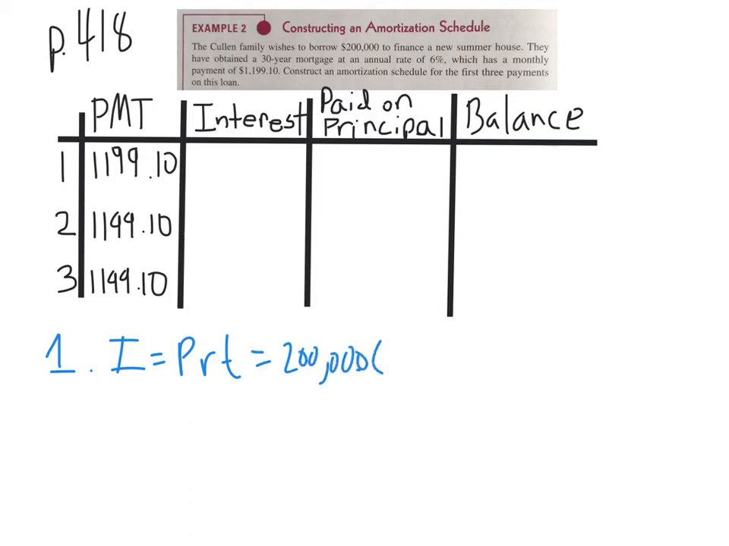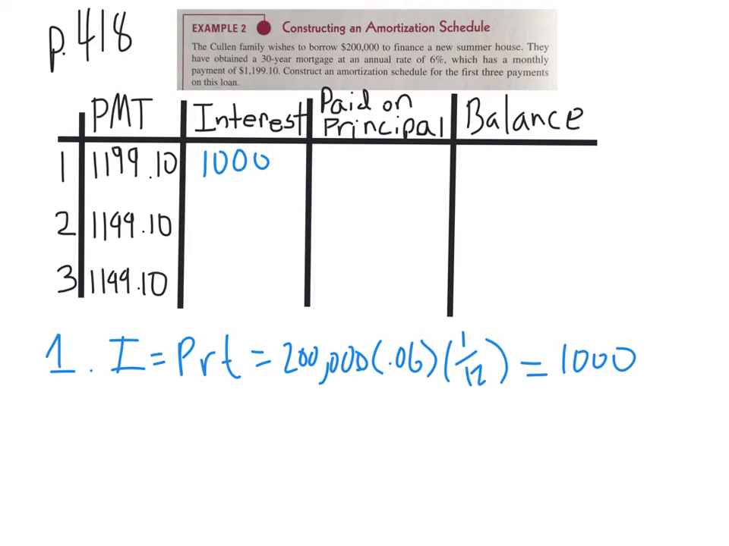Times R, which is the interest rate, 0.06, times T, and this is just 1 month, so it's going to be 1/12. Again, notice our interest rate was annual, so our time also needs to be in years, which will be 1 month will be 1/12 of a year. And this will just be $1,000. So in month 1, you're going to accrue $1,000 of interest that you have to pay. That's going to be added to the $200,000 that you already owe.